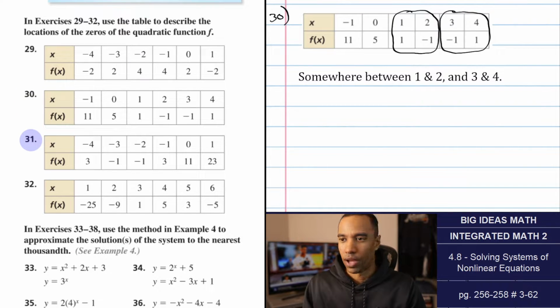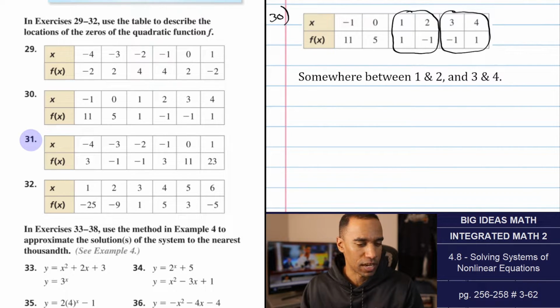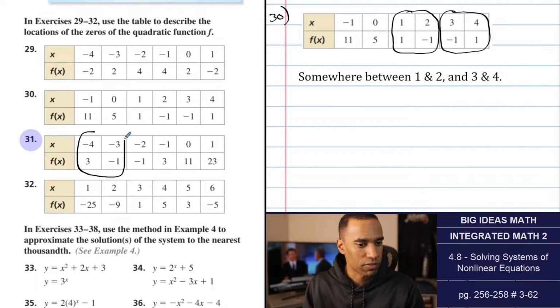Okay, number 31. I don't know if there's a need for me to copy these down. You know what? I need to copy these down. Let's just look where we go from positive to negative. From positive to negative here, and then from negative to positive here.